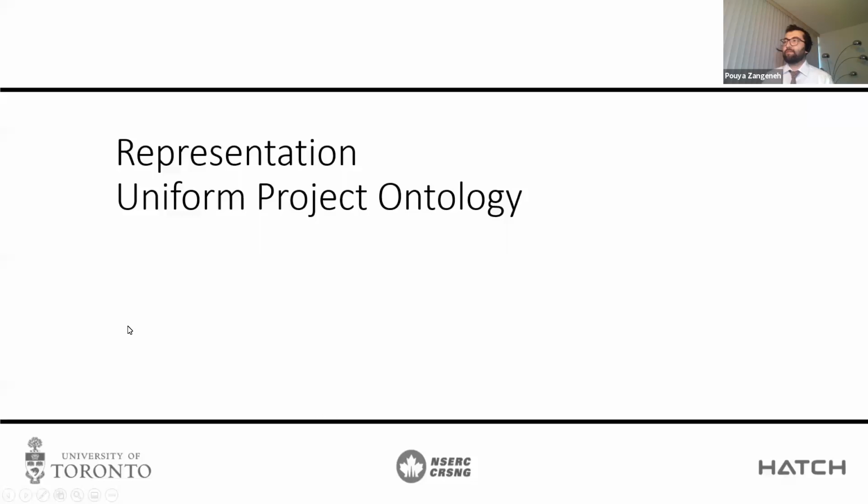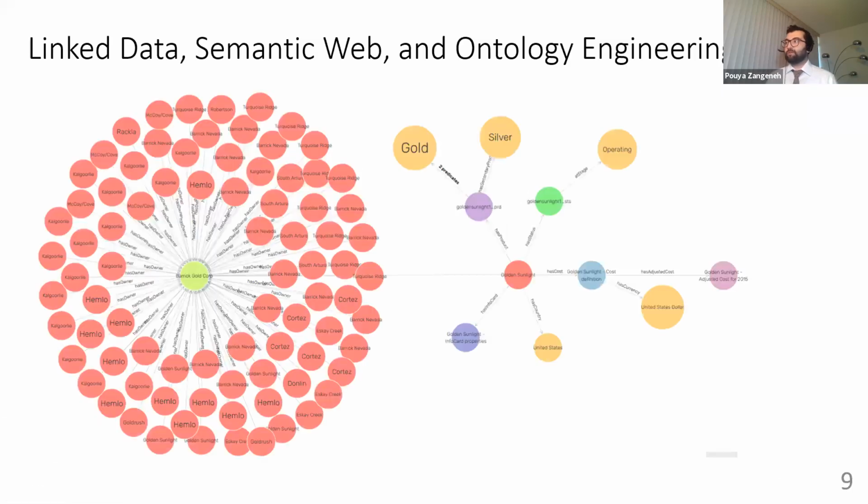So, the first part, representation, what we called the uniform project ontology. I would jump into the technology part of it. So starting with this, we had a bunch of data. We were hoping to find a way to model the project, essentially a data structure for the project. But as the projects are quite complicated, we really found that sticking with relational databases would usually prove quite impossible to maintain as the complexity grows.